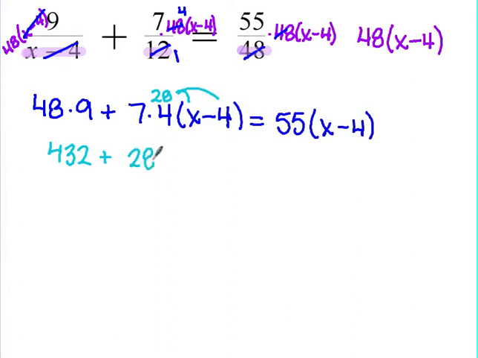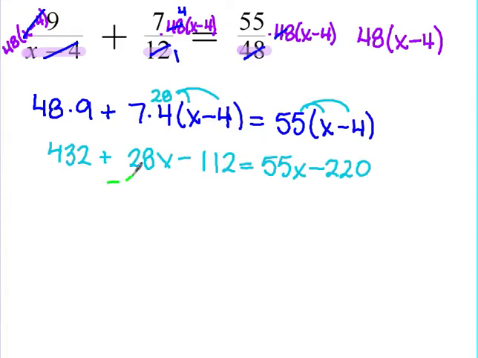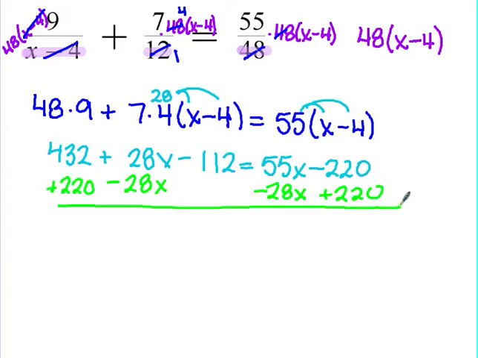So it'll be 28x minus 112 equals 55x minus 220. So let's go ahead and combine terms. So I'm going to subtract my 28x and move it to the right. And then I'm going to add my 220 and move that to the left. So what do you get when you add and then subtract your 112?